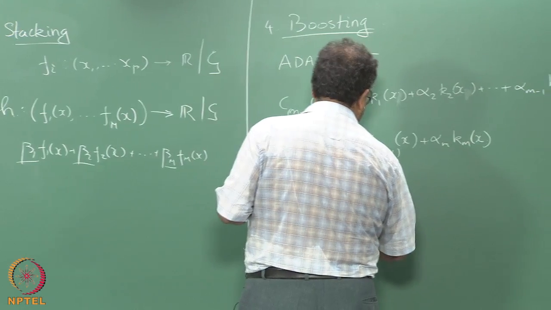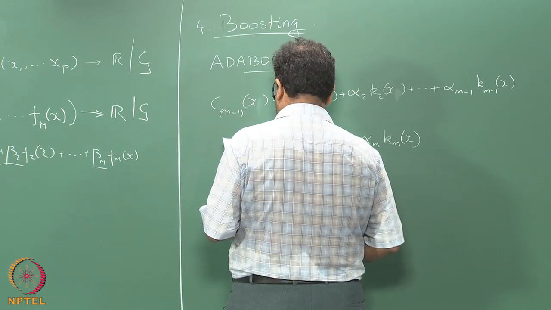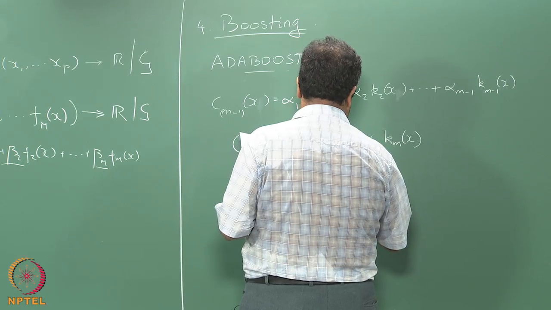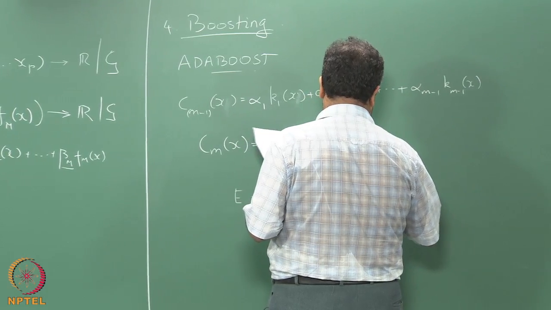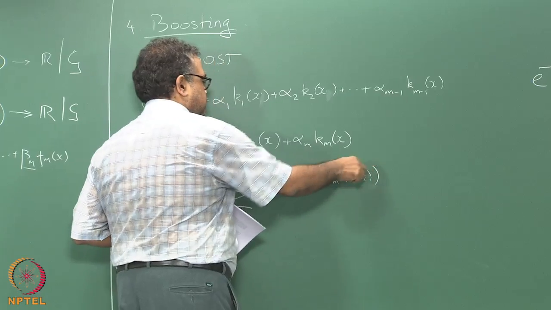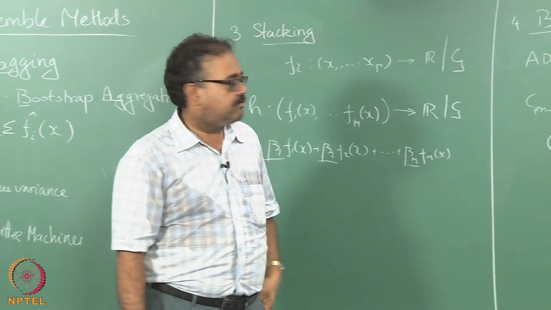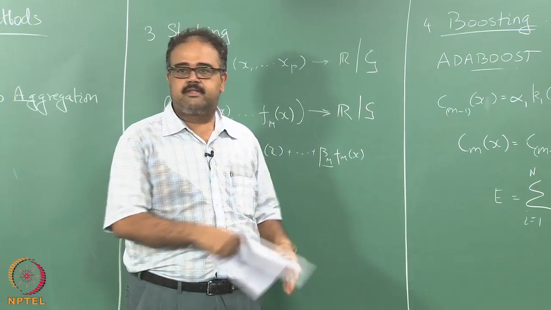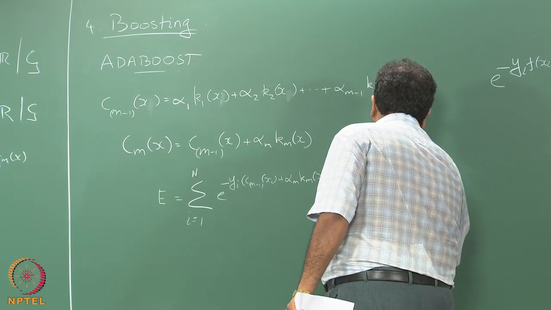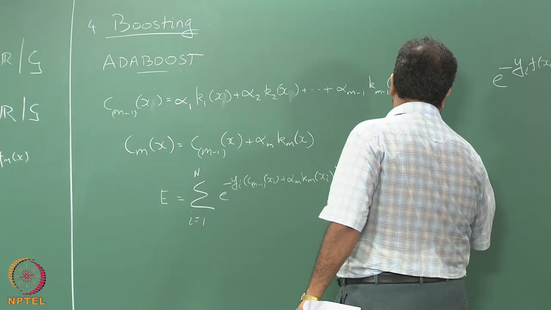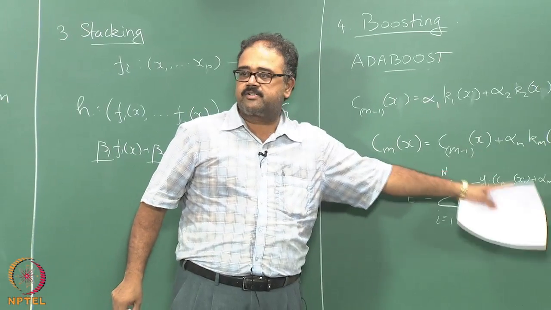So I will sum over all the training points. That is the exponential loss for the mth stage classifier, right? People agree with me on that? Okay, so that is essentially what I wanted to write, and I have expanded the Cm and written it as this expression in the bracket here.